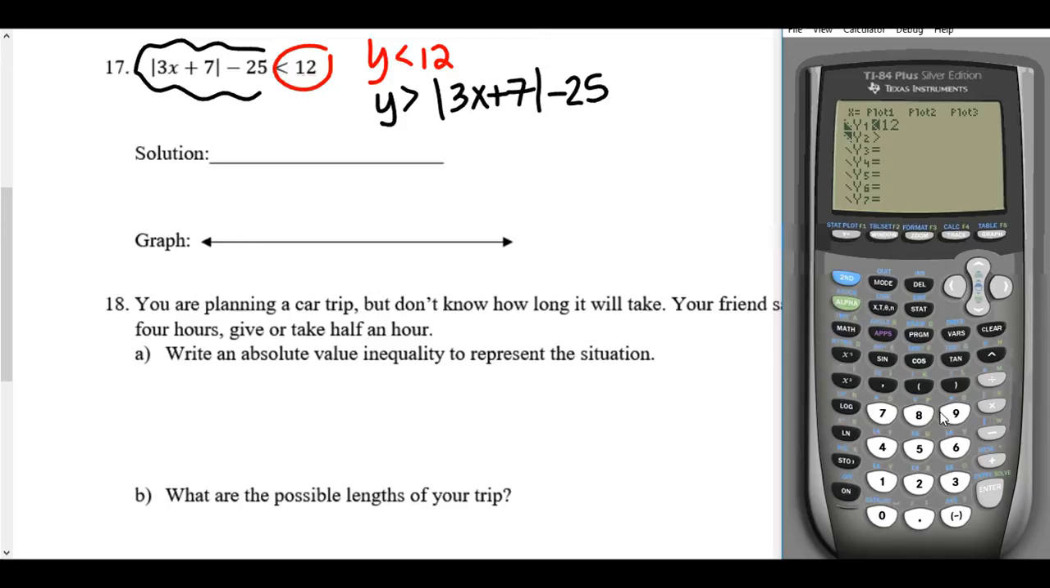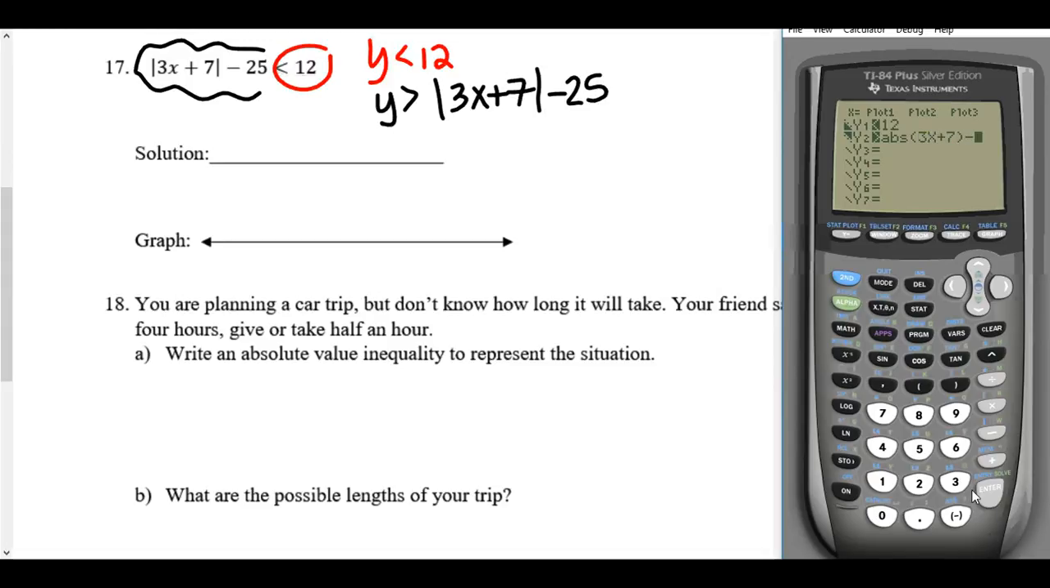I need to get the absolute value. If I try to do the alpha method of getting the absolute value, the F1 button doesn't work this time. I need to hit math, and absolute value is over a number. So I hit enter. The 3x plus 7 has to be inside the absolute value symbol.